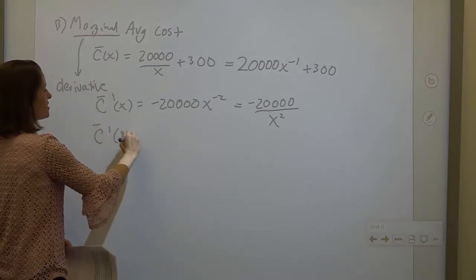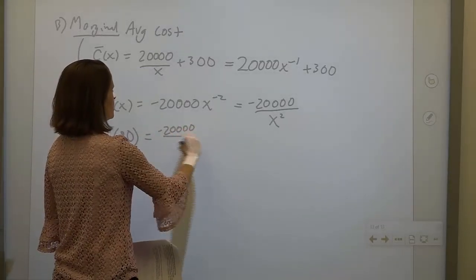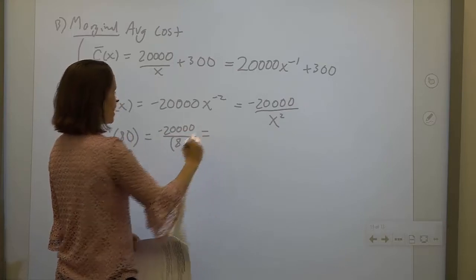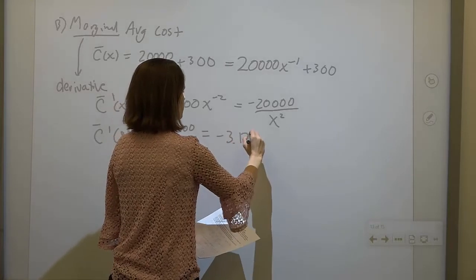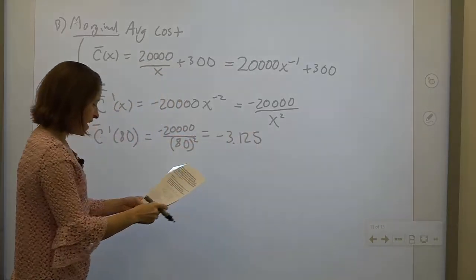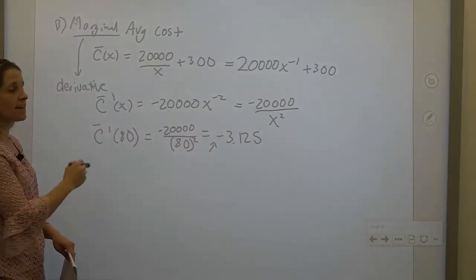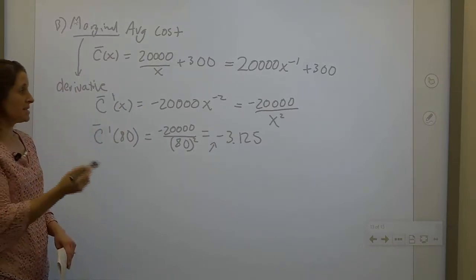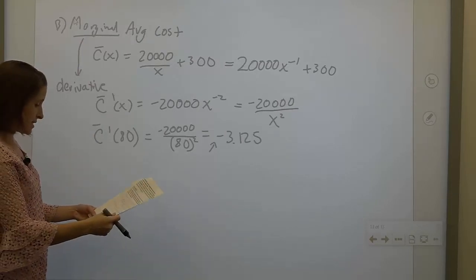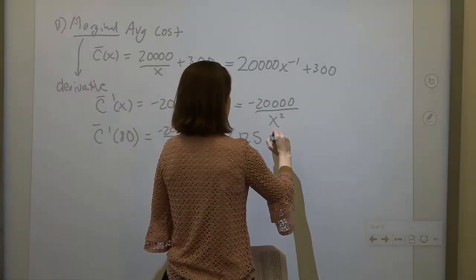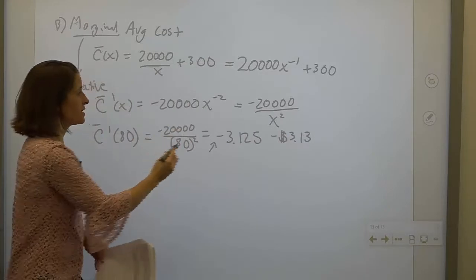So if we evaluate this when 80 auto body frames are being produced, then we are just plugging 80 into that function, and we end up with negative 3.125. Okay, so that negative is going to tell us something. If our rate of change, derivative, right, is negative, then we know something is decreasing. And so I think the last part was to write a sentence about what this means. So this is about $3.13 that it was going negative.